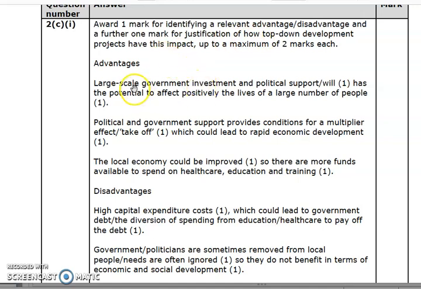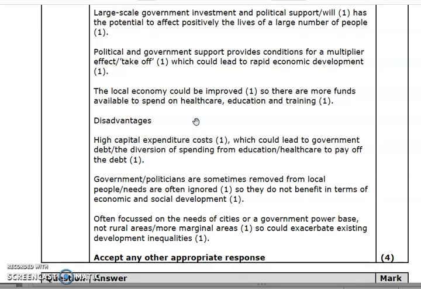Okay, so large-scale government investment and support will have the potential to affect a large number of people, which is one of the things we said looking at the photo. So you can see you've got a whole range of different ideas that you could have given. There are other responses, but you get 1 mark for an improvement and 1 mark for explaining that and why that's going to be a good thing.